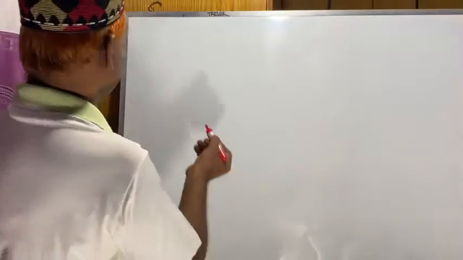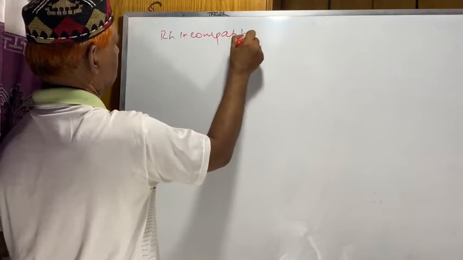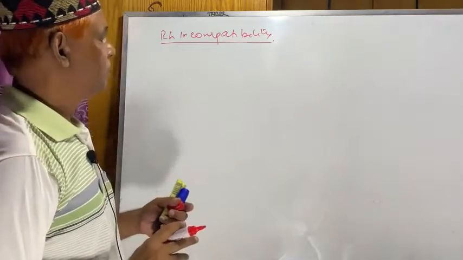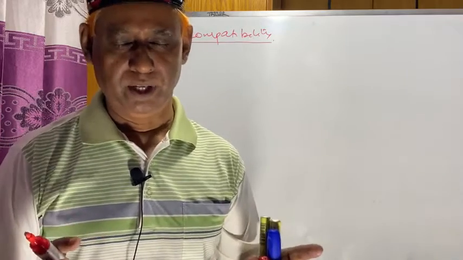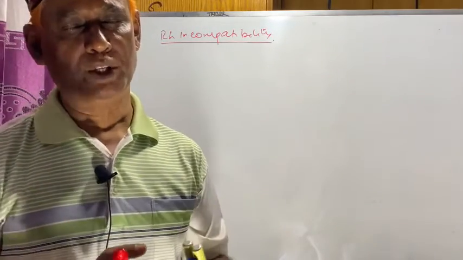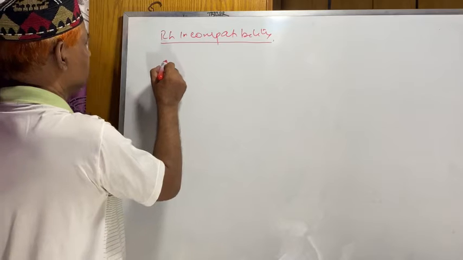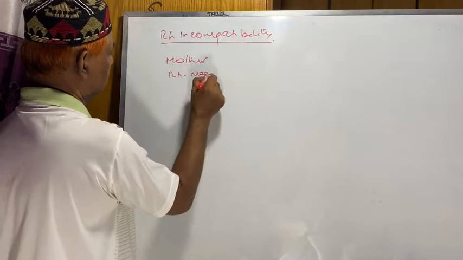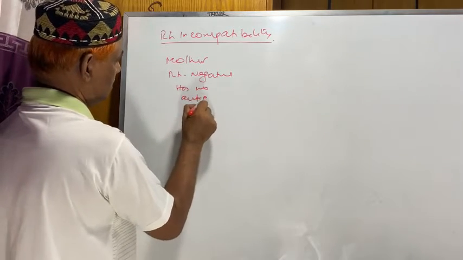Dear audience, now come to Rh incompatibility. I have told you Rh positive blood has antigen D and there is no antibody. If Rh positive blood is given to Rh negative individuals, there will be production of anti-D against the antigen D. Suppose the mother is Rh negative. It means the mother has no antigen D.